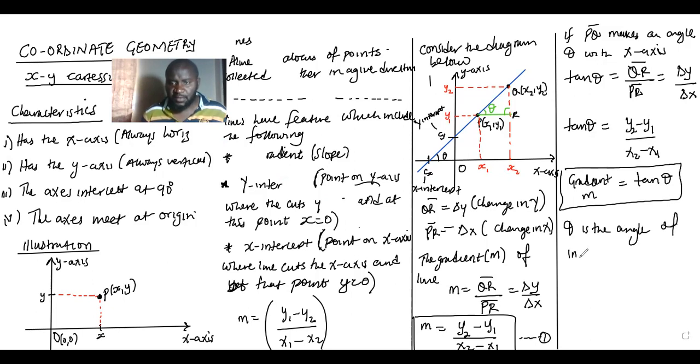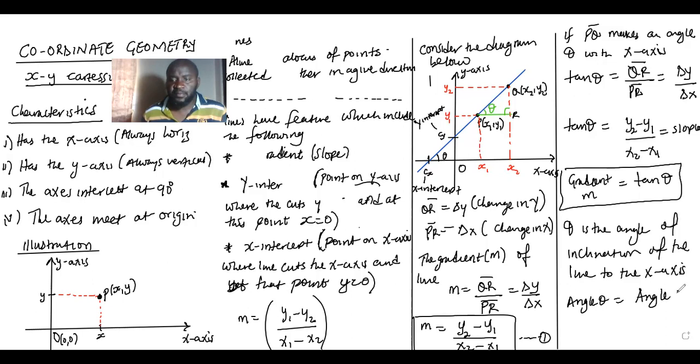Theta is the angle of inclination of the line to the x what? Axis. Okay, so in that case, remember also this is equal to the slope. So it means angle theta is equal to the angle of the slope. Also that you can take it as a keynote to identify.